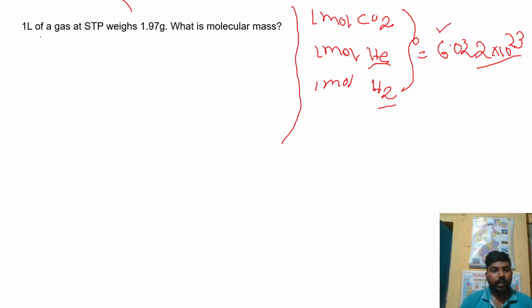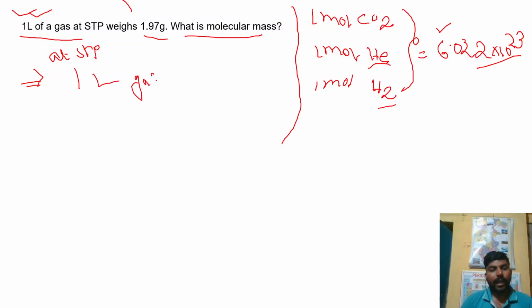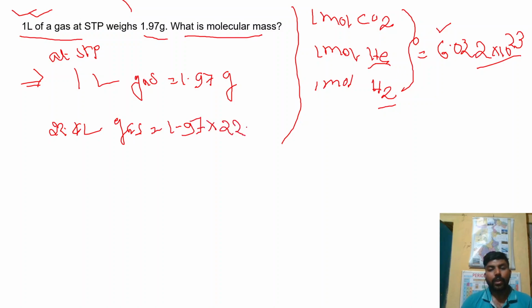Now coming to the question: 1 liter of a gas at STP weighs 1.97 gram, what is the molecular mass? Read the question again. We know that at STP, if 1 liter of gas contains 1.97 gram, then since temperature and pressure are fixed at STP, 22.4 liters of gas will contain 1.97 multiplied by 22.4.